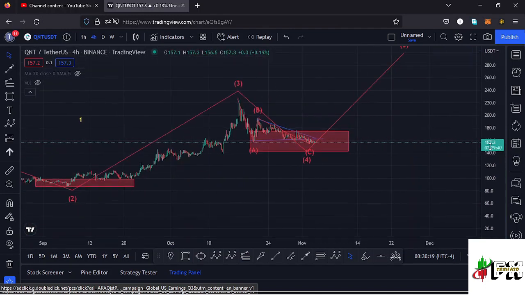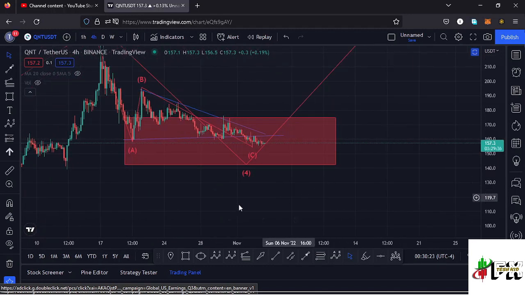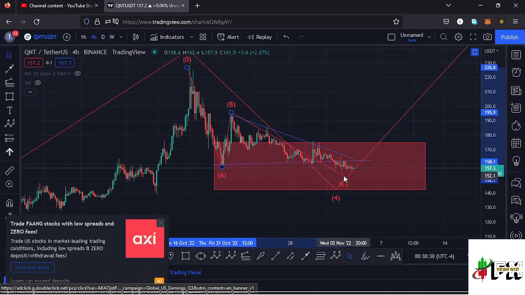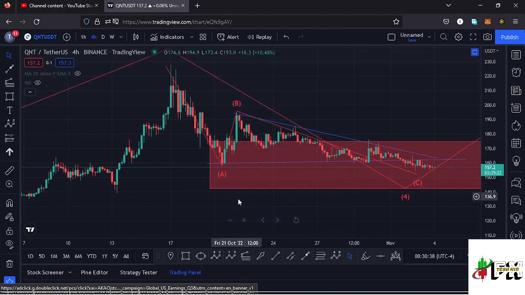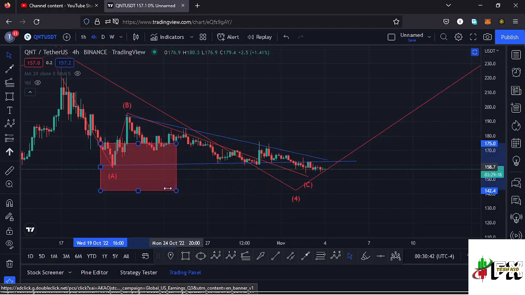And getting to the key scenarios that I expect to play out over here, I'm still expecting us to make a new low here on the Quant chart, and that is in the formation of this ABC corrective movement. And here on the 4-hour chart, we have a key chart pattern that has been in formation that is also supporting that movement to the lower side, which is a triangle.